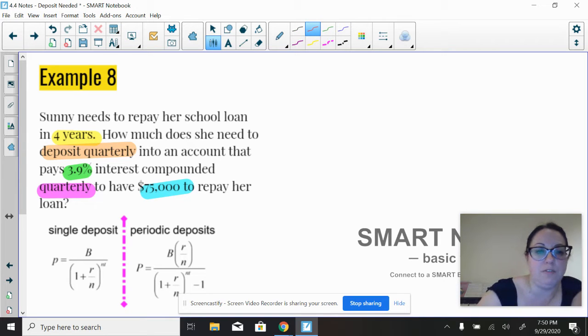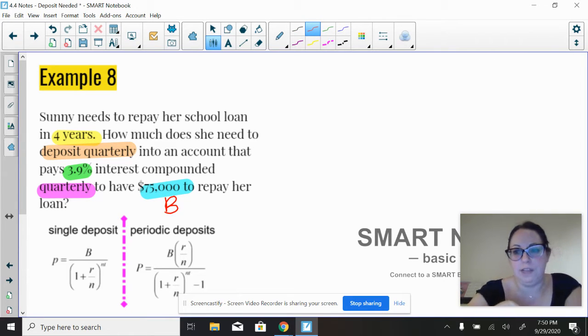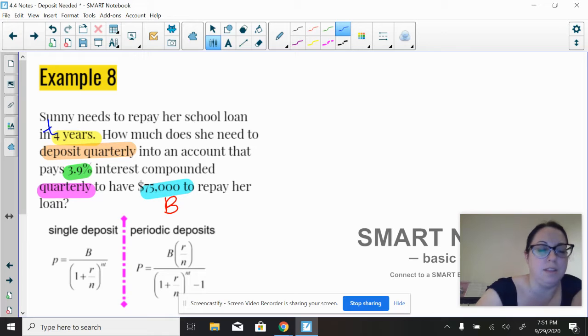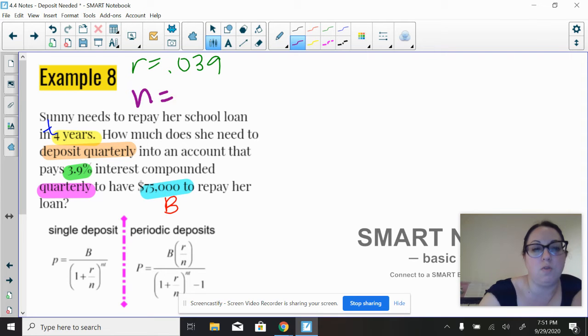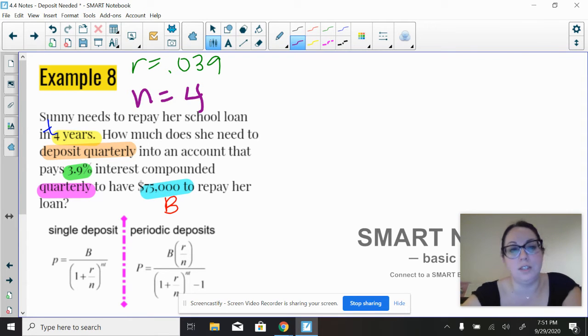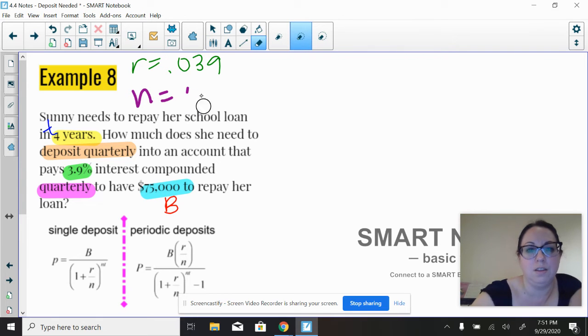So first piece that we have is, she spent $75,000 on school. Yikes. So $75,000 is going to be my balance that I want to have. My time value, that's easy peasy. It told me that it was 4 years. And then we are going to convert our rate, 3.9% is going to be 0.039 as a decimal. And last thing that we need is that quarterly compounding. So that quarterly compounding is going to happen every 3 months, which is actually 4 times a year.